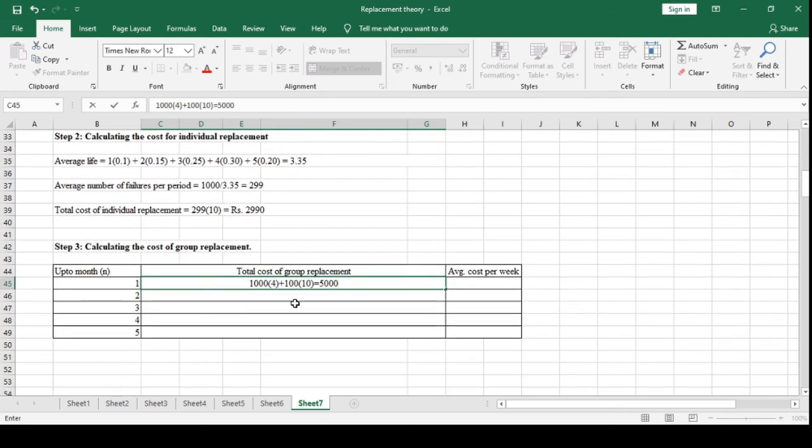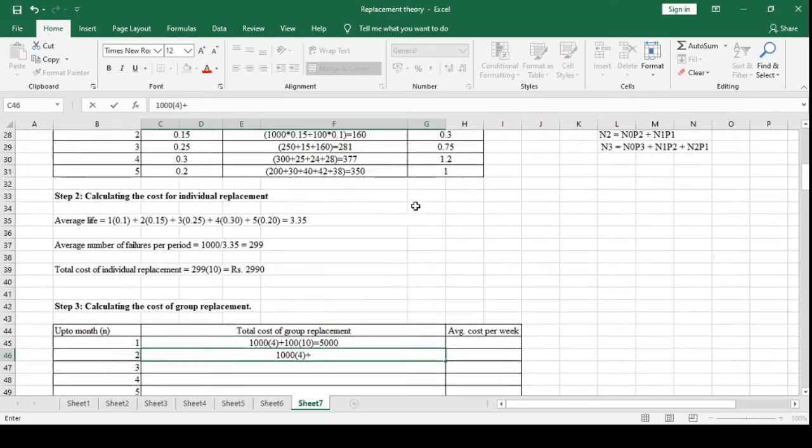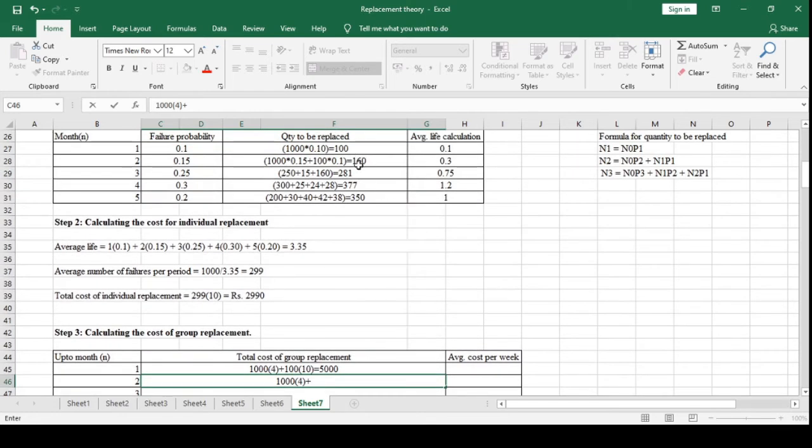Similarly we will calculate for the second month, that is 1000 into 4, which will remain constant, plus the quantity that is failing in the second month, that is 160. But we will calculate for the summation of 2 months, as we have to replace in the first month as well as in the second month. So the summation is 100 for the first month and 160 for the second month, that is 260, multiplied by 10, so your answer is 6600.